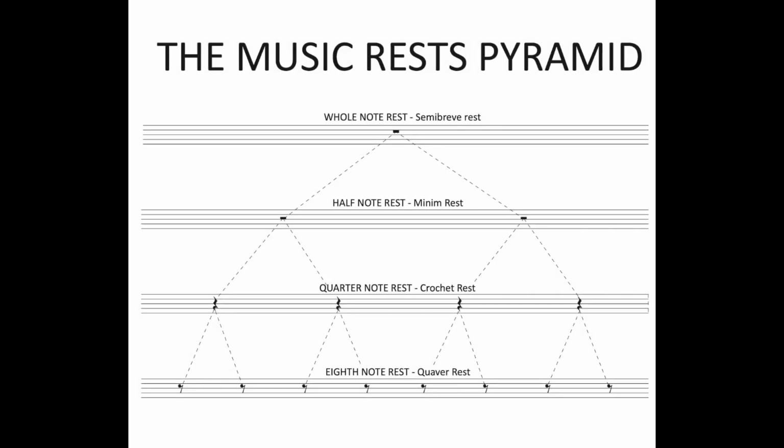Now we have to look at what happens when we don't want to play one of the quarter notes or one of the 8th notes. In music, if a note is not being played, you can't just leave a space. You have to insert a rest of the equivalent value of the note you don't want to play. So, firstly, we have the whole note rest, and that equals 2 half note rests, and each half note rest equals 2 quarter note rests, and each quarter note rest equals 2 eighth note rests.